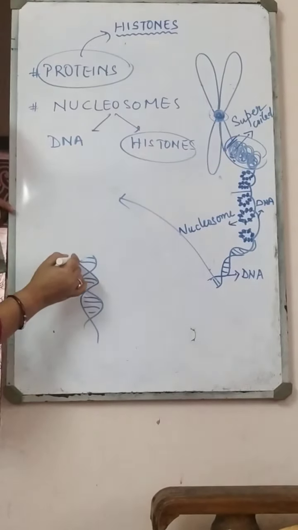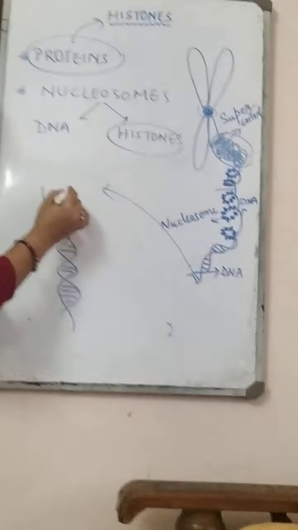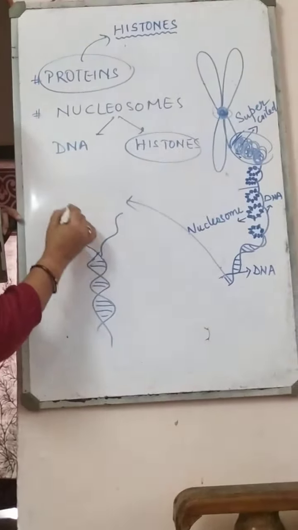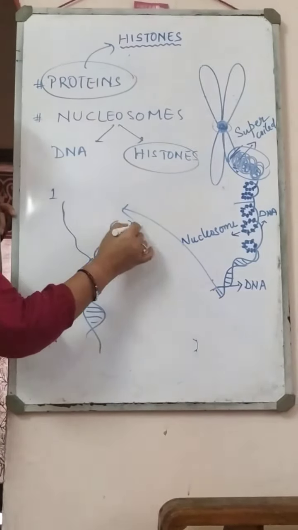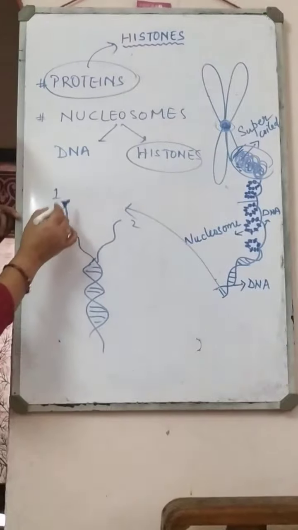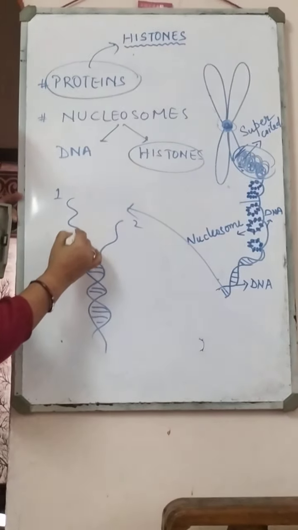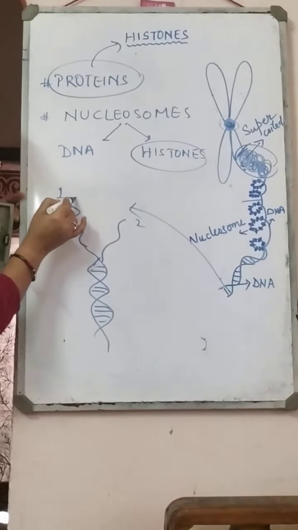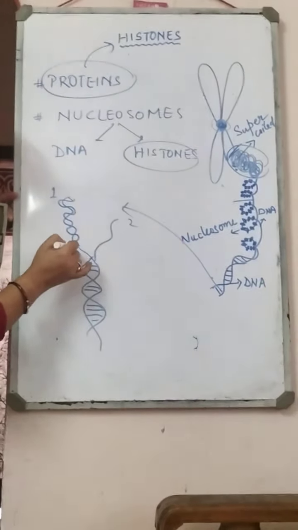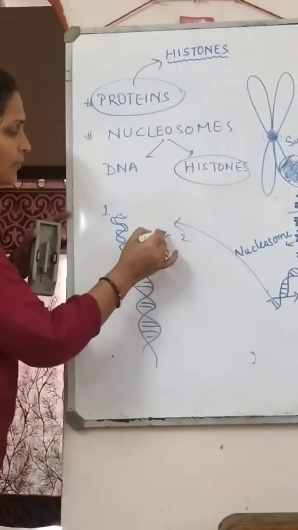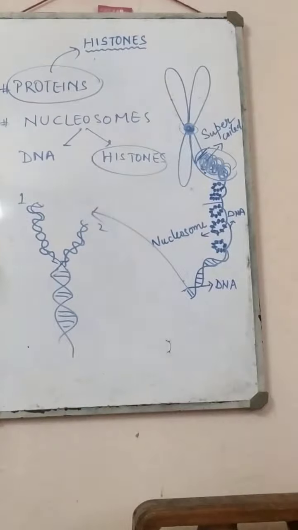See here what I am doing. The two strands get separated like this. This is the first strand, suppose this is the second strand. The two strands get separated. As the two strands get separated, let me draw properly here, from this end again the base pairing starts. Again one more DNA starts forming, and here again the new DNA strand starts forming.